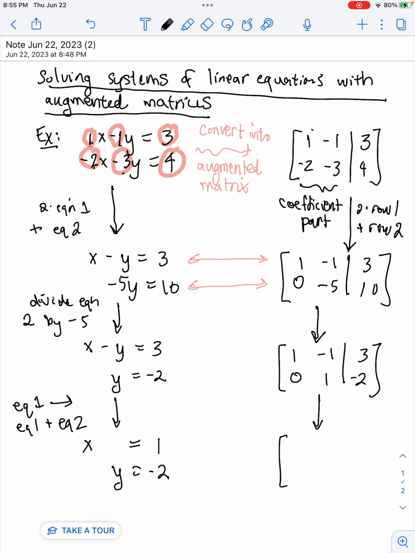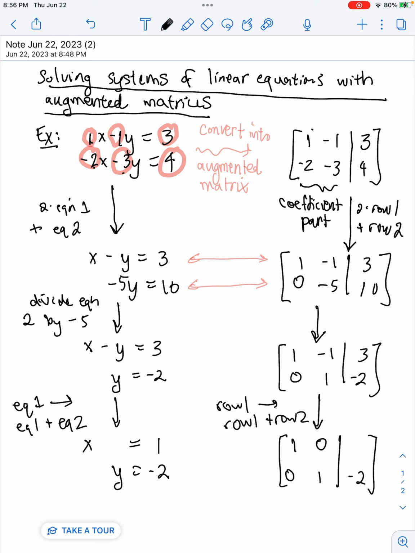And that corresponds, in terms of the augmented matrix, to row 1 turning into row 1 plus row 2. And so row 2 stays the same. And row 1 gives me 1, 0, 1.